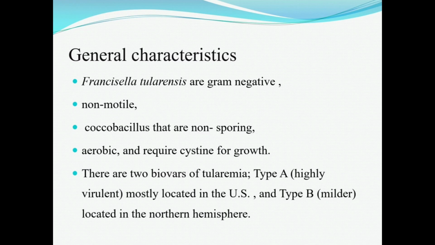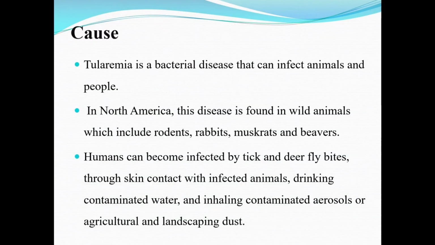There are two biovars of tularemia, type A and type B. Type A is highly virulent, mostly located in the US, and type B is milder, located in the northern hemisphere. Then we will discuss the disease caused by Francisella tularensis.